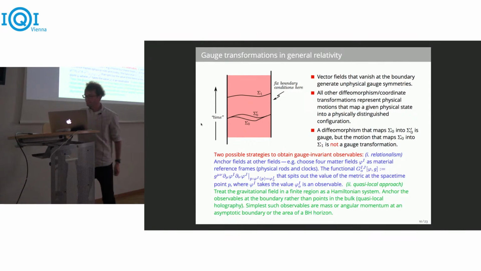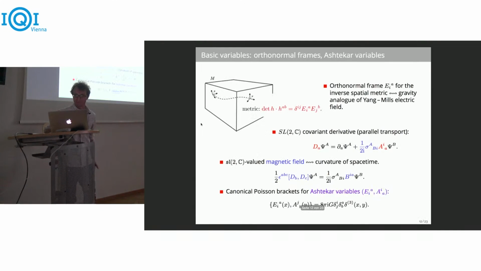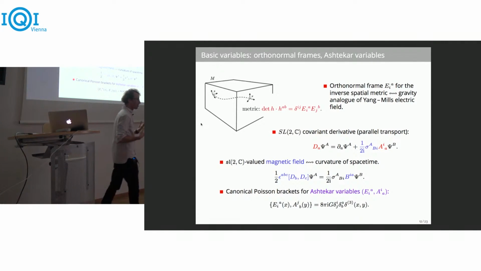But now let me be more explicit and give you more of a mathematical background of what's going on. So I will now explain how to view general relativity as a gauge theory.